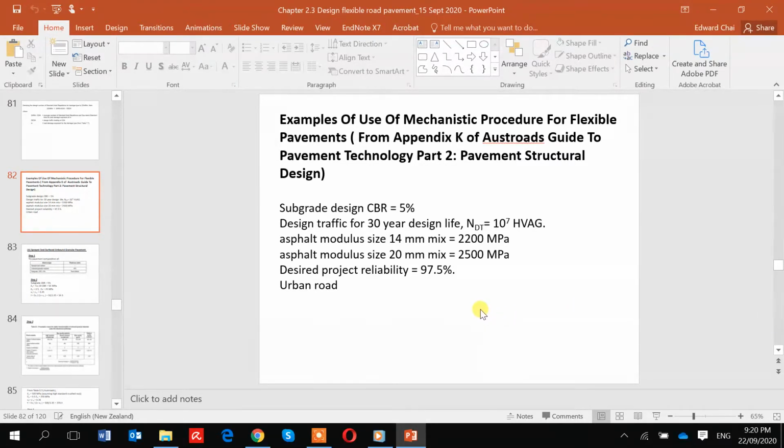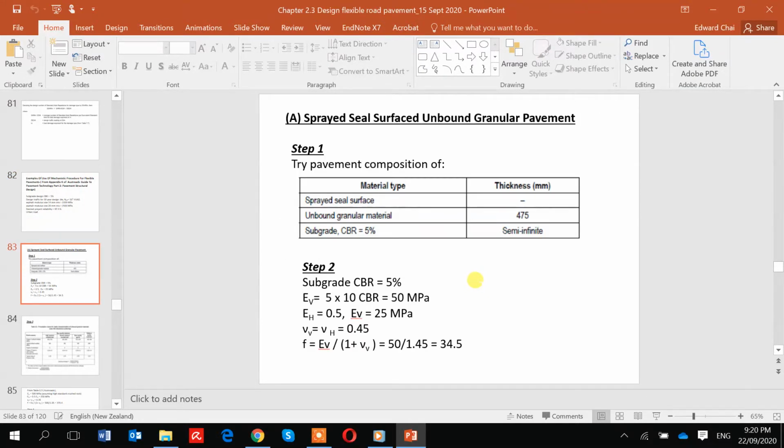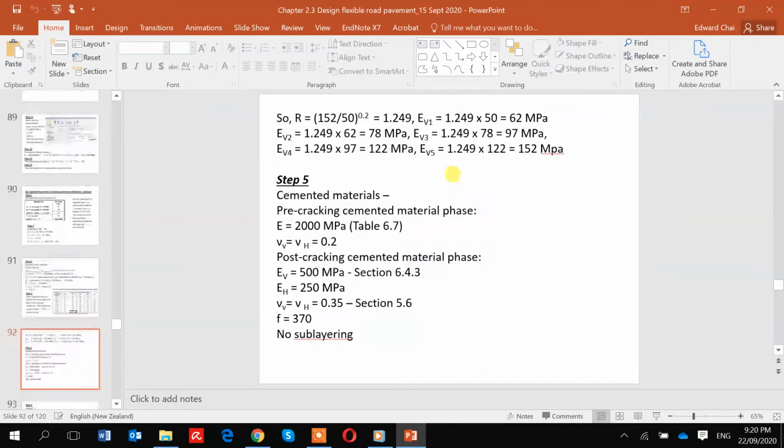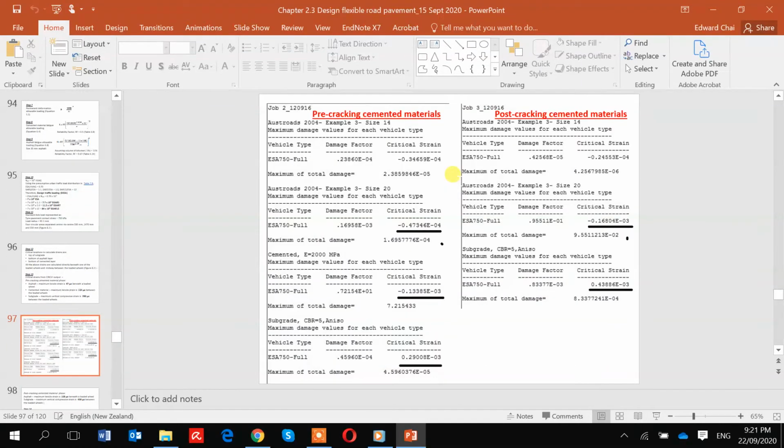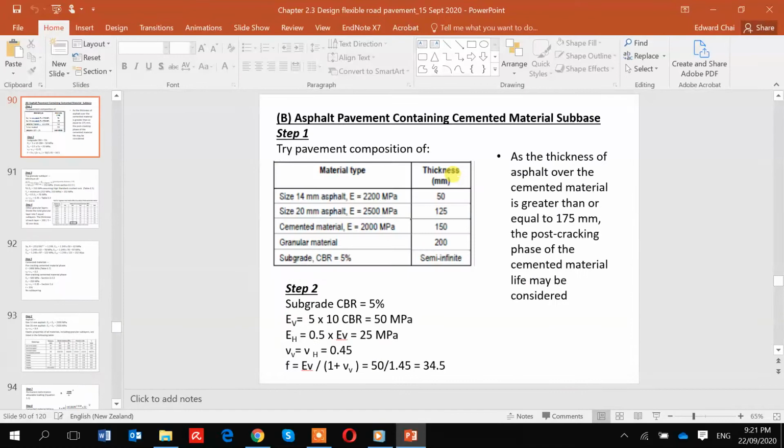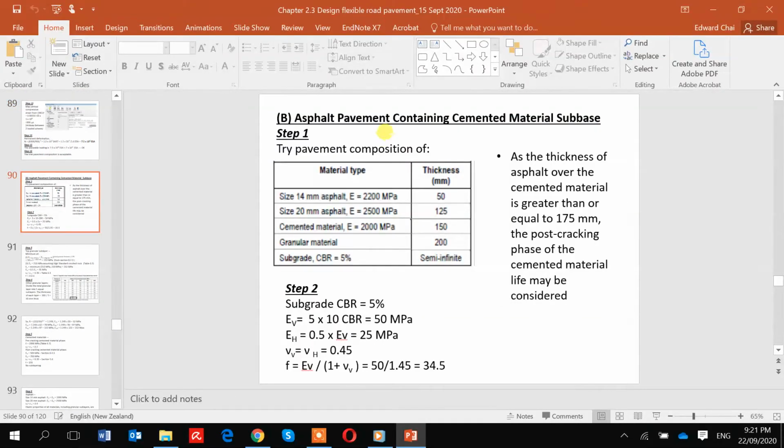Okay, so the first example will be about the design of just a spray seal surface with unbound granular pavement. Just granular pavement, just spray seal. There's no structural strength for the spray seal or the chip seal. The second one I'm going to talk about is an asphalt pavement containing cemented material subbase.